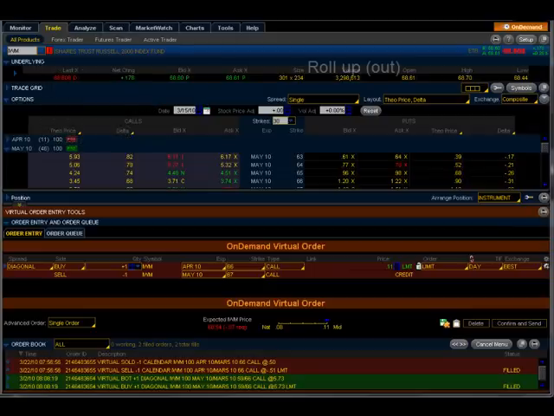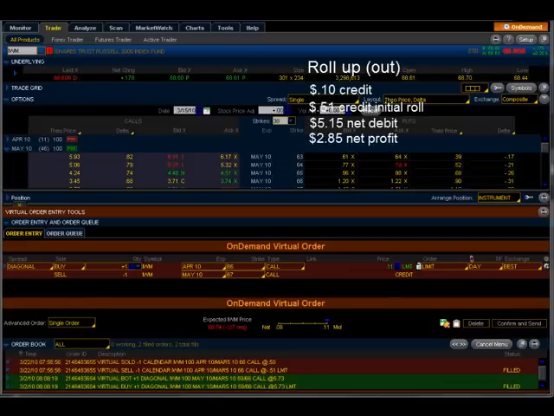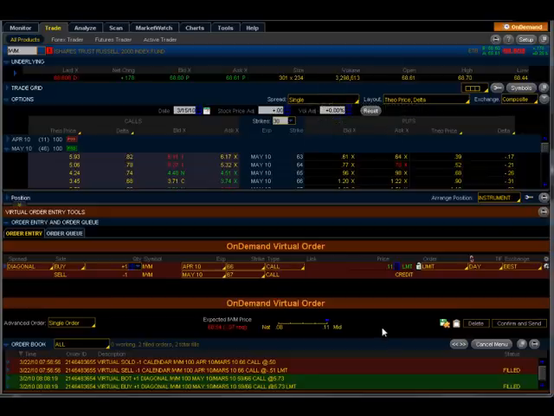The other option is we're looking at taking a 10-cent credit but allowing us to roll up to an $8 wide spread. Now if we take a 10-cent credit, that would make our net debit in the trade $5.15, but we'd have that extra dollar, and so that would actually give us a $2.85 net profit. So it looks like rolling out would be the more lucrative option.